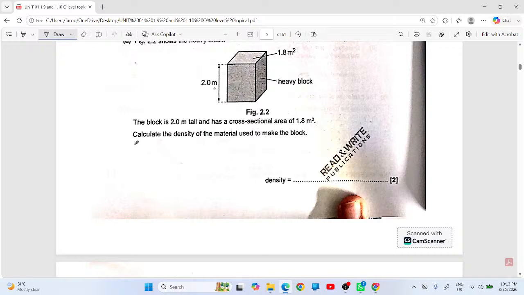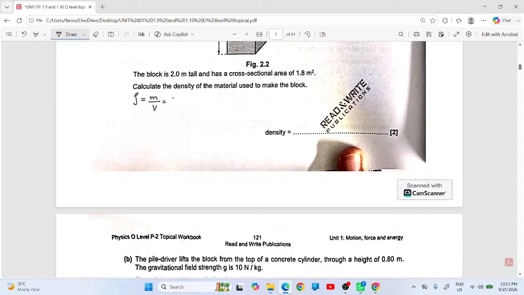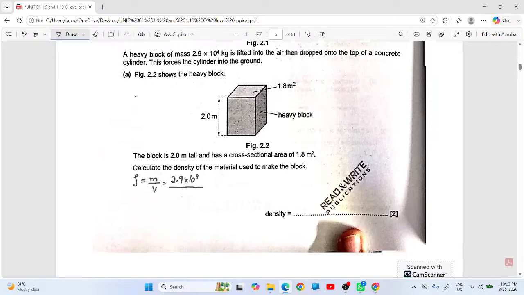So density equals mass over volume, and mass is already given: 2.9 times 10 raised to power 4. The volume is length times width times height, or height times area is also the volume: 1.8 into 2. Check what answer comes. 3.6.